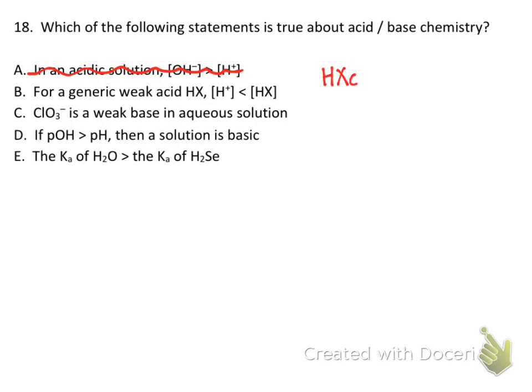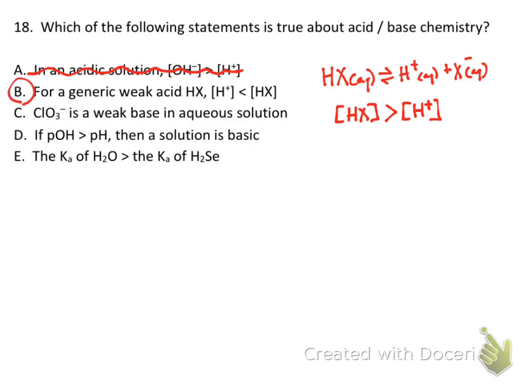If we consider a generic acid, HX, dissociating into H+ and X-, the conjugate base, by definition, weak acids have a K that's less than 1. So that means that reactants are always going to be favored for a weak acid dissociation in water. Since the reactants are favored, at equilibrium, HX will be greater than the H+ concentration. So this one is indeed true.